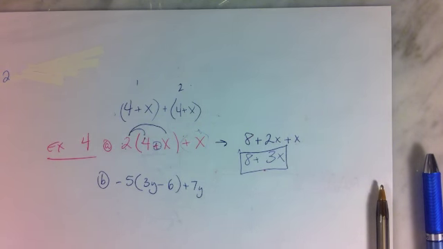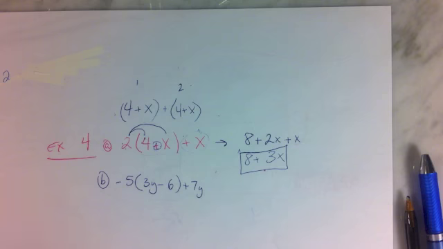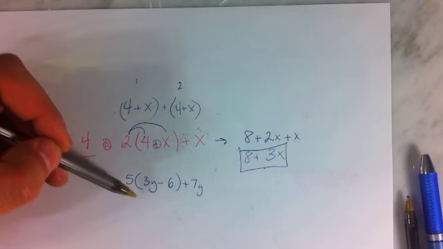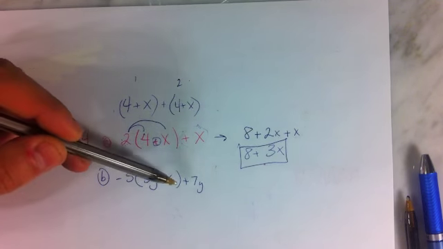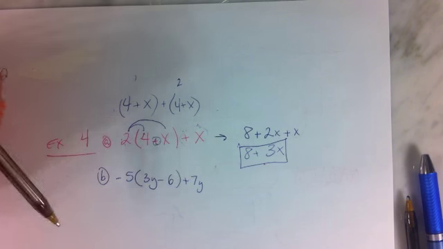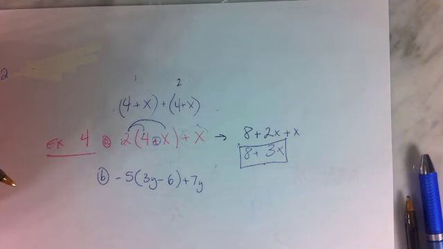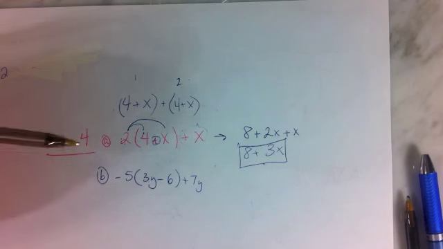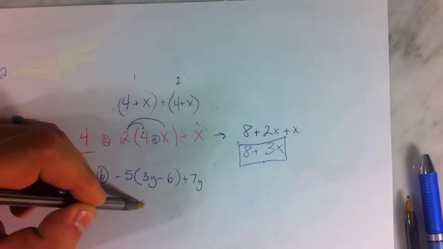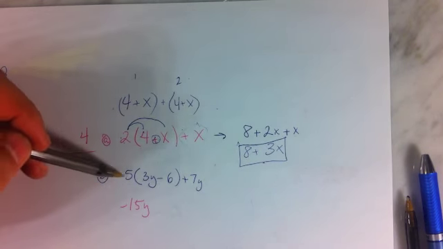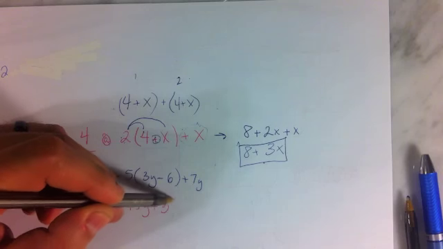Okay, let's go ahead and tackle the second part of the problem, part B. Here we had -5 times the quantity 3y minus 6. So we're going to use the distributive property for that part, and then at the end we're going to add 7y. If we have any like terms, which we know we will, we're going to combine those at the very end. You guys should have seen that it's going to be -5 times 3y, it's -15y. -5 times -6 is positive 30.